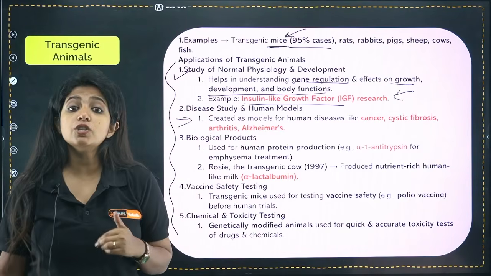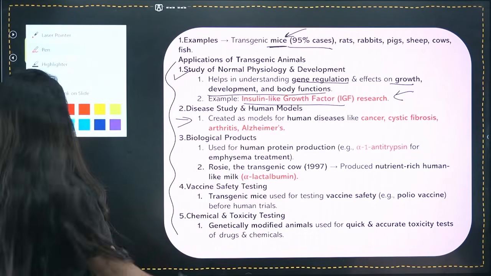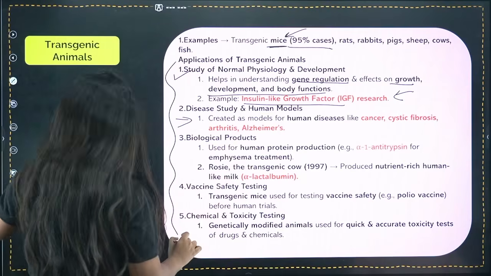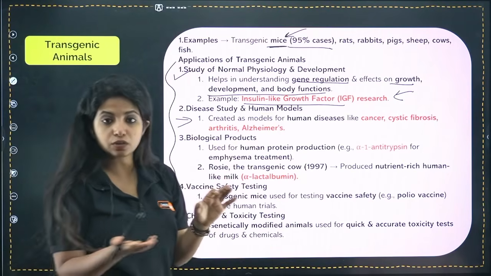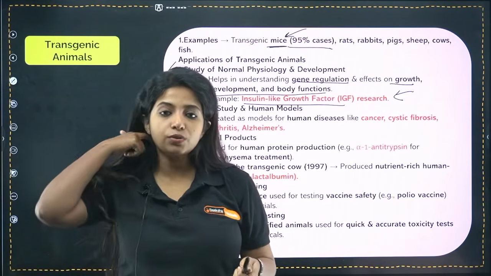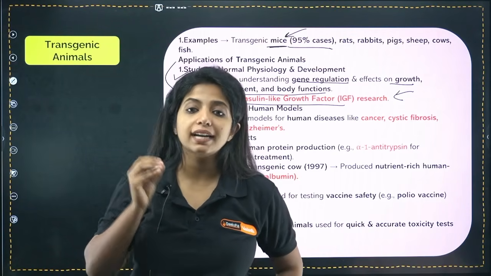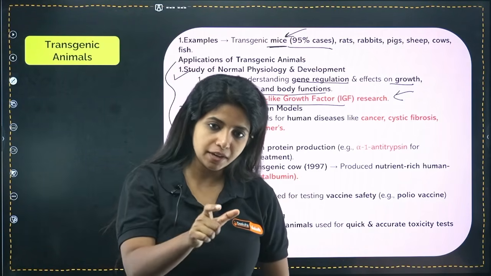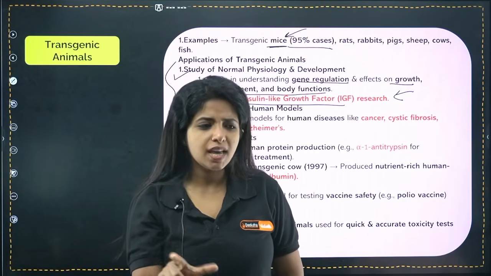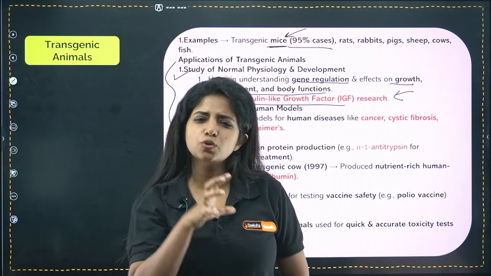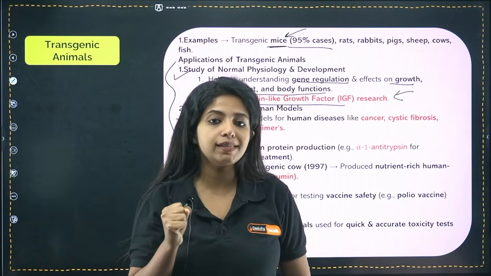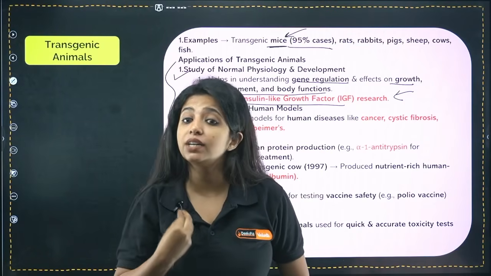Third thing, for production of biological products. For example, we saw how insulin was being produced using E. coli. Similarly, my dear children, there is one protein, alpha-1 antitrypsin. There is a gene in our body that produces alpha-1 antitrypsin. This particular protein is super important for treatment of a disease known as emphysema. It is a respiratory disorder.